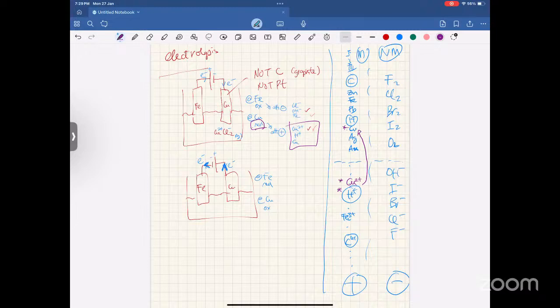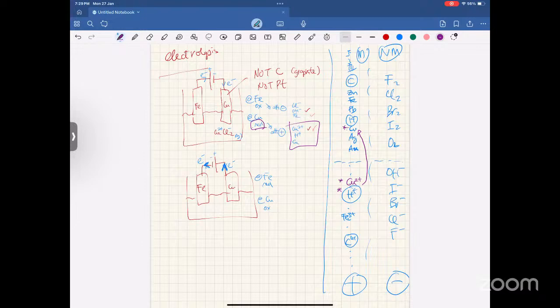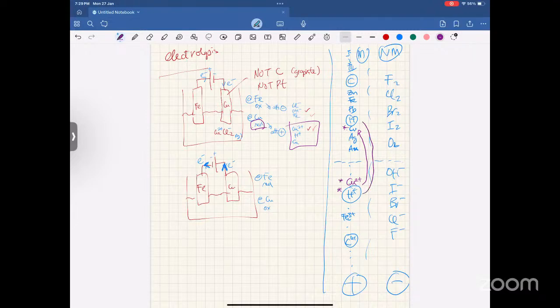Is this correct or not? From 2 plus, it becomes no longer 2 plus. Oh yeah, then that's correct. That makes sense. And then H plus will become H, or actually H2. Just say it's H2. That is if H plus is reduced.